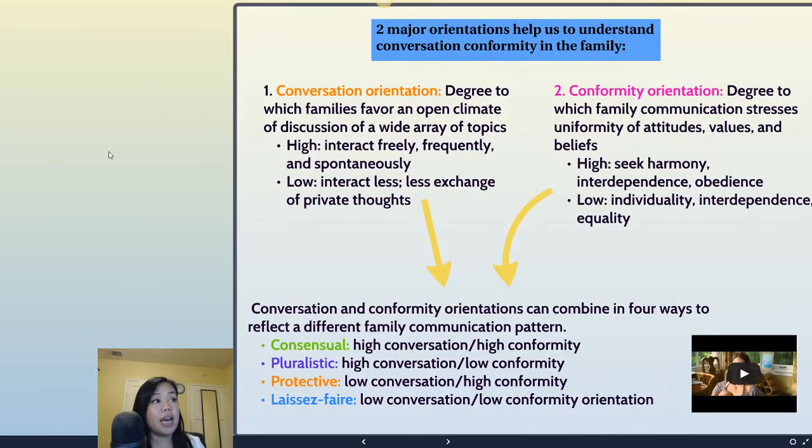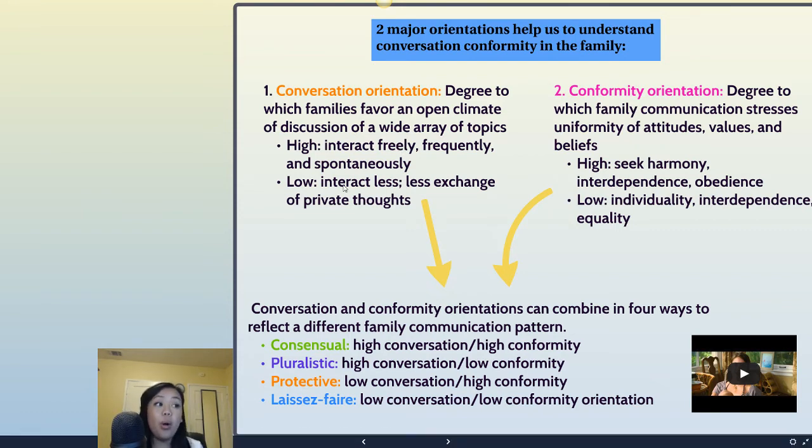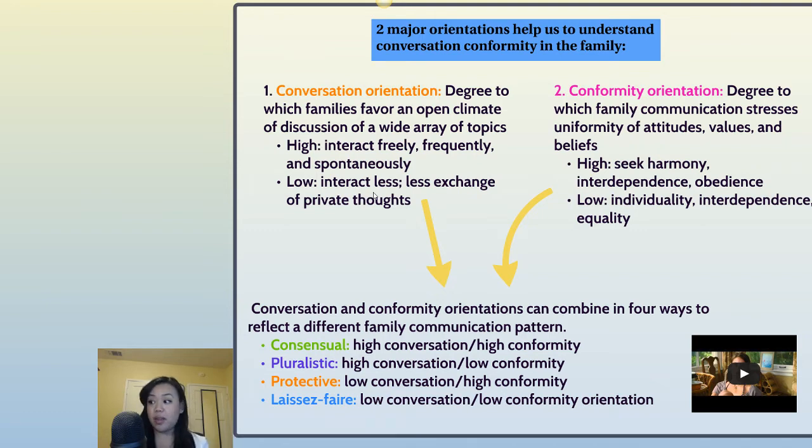First we look at the family's conversation. Are they very high or low? Do they talk a lot, freely, frequently, spontaneously? Are they very open in how much they talk? Or are they a low family where they don't interact as much? Maybe when the kids come home, they all stay in their rooms and the parents do their own thing, and there's not a lot of frequent conversation. So we measure that on a high and low scale.